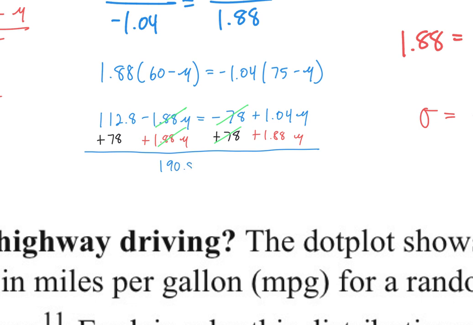And then right hand side is 1.92 times mu, and then just do 190.8 divided by 1.92. Okay, and then that means the mean. Wait, did I do that wrong?